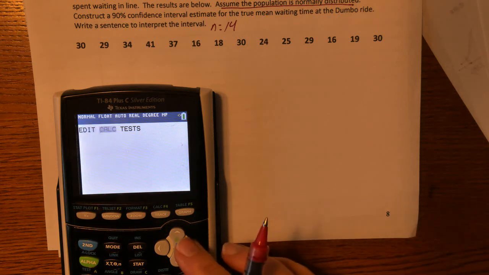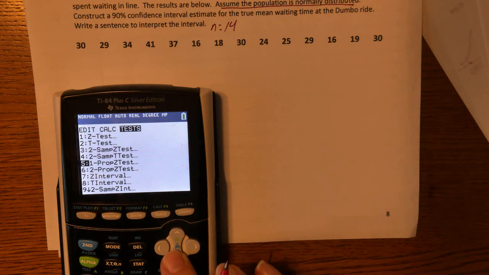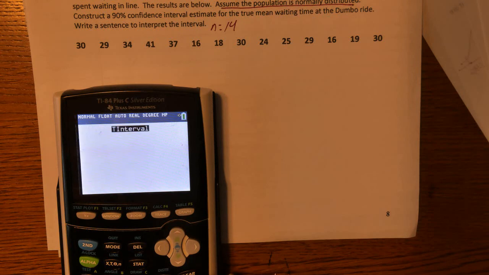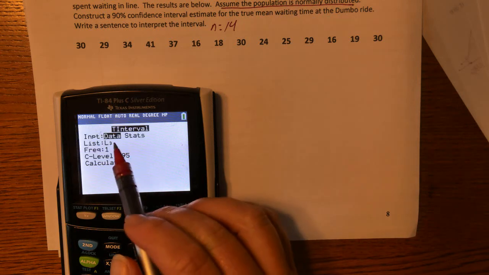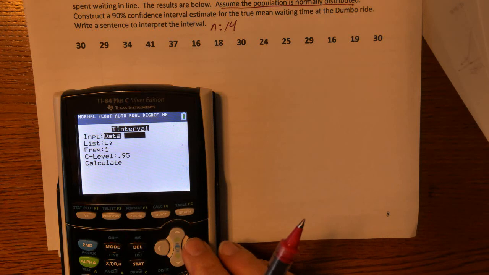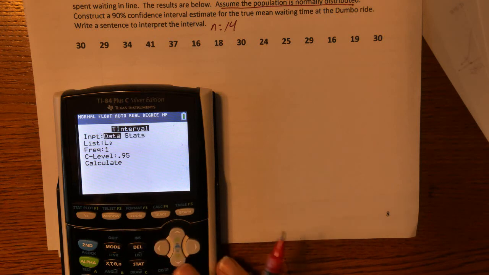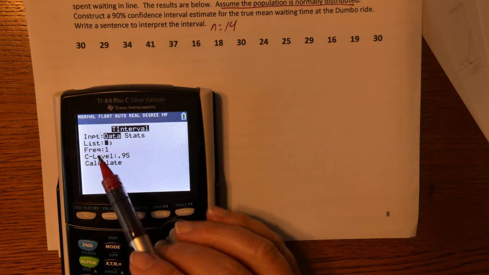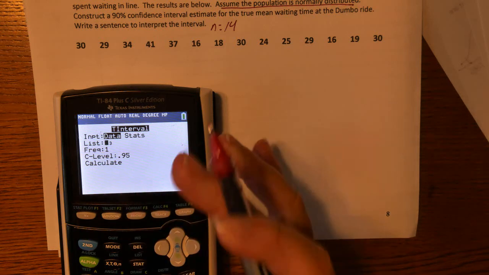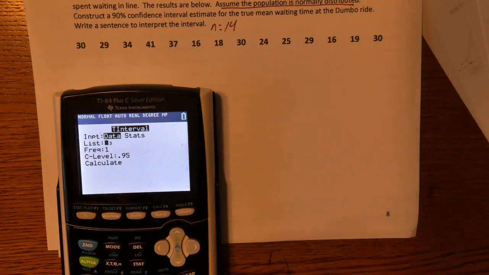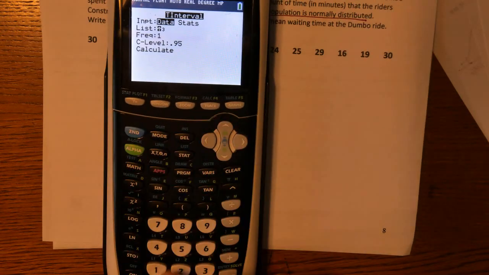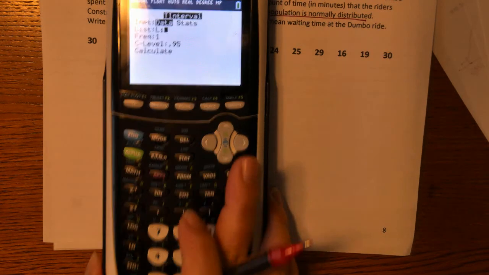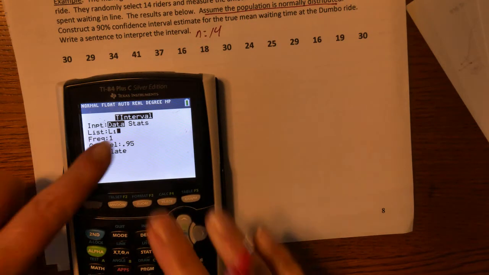So I go to Stat, Test, option 8 for T interval. And now I say, hey, I've got data. It's not stats, I have data. And press enter, and it wants to know, okay, where's your list? Where did you put the data so that the calculator can go in and find it? I put my data in L1. So I'm going to hit second and then the 1 key so that it will say L1 right there.